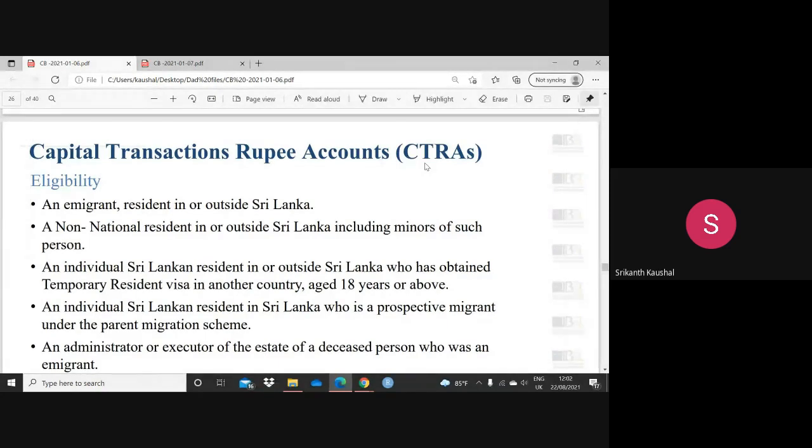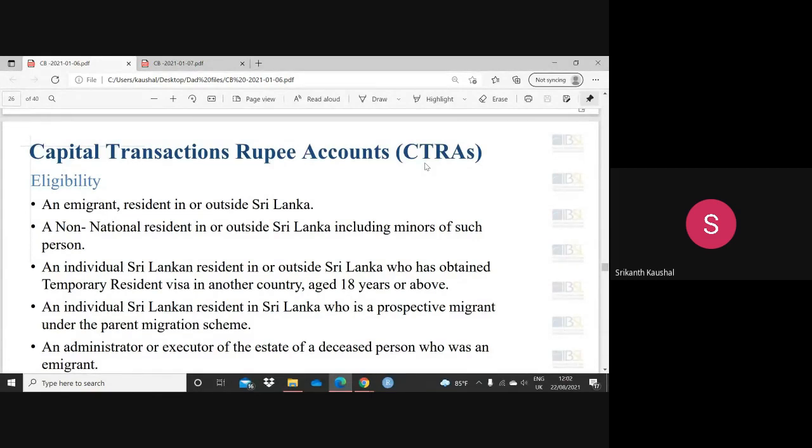It is always immigrant. So you can see eligibility: an immigrant, resident in or outside Sri Lanka. So you have decided to go to Australia, but you are now here. Still you can open it because you want to take your assets, or you may go to Australia and open the account, because it's outside Sri Lanka, you can open. A non-national resident in or outside Sri Lanka, including a minor of such a person, is also eligible to open.